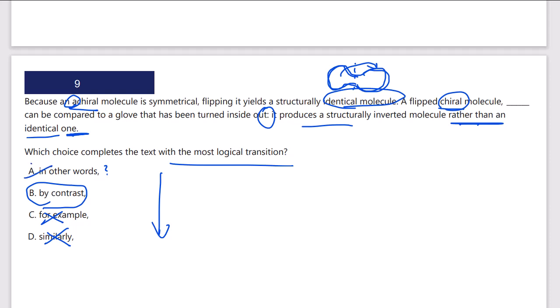That's not it, though. That's not the right idea. The real relationship of ideas here is a contrast between the two, the achiral and the chiral. One's identical when flipped, the other is not.